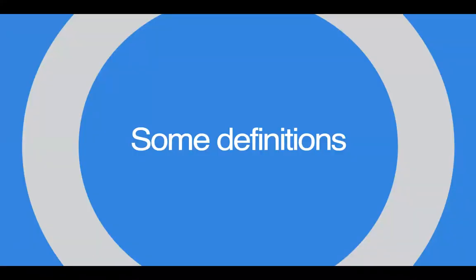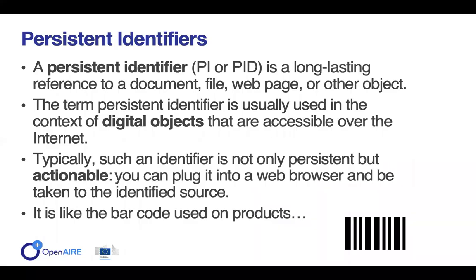Some definitions again that will help us understand how we can make our data findable. Persistent identifiers. A persistent identifier is a long-lasting reference to a document, a file, a web page, or any other object. When I say long-lasting, in principle, it will mean forever. Of course, this is not possible, but we have to make sure that this link will last for a very long time.